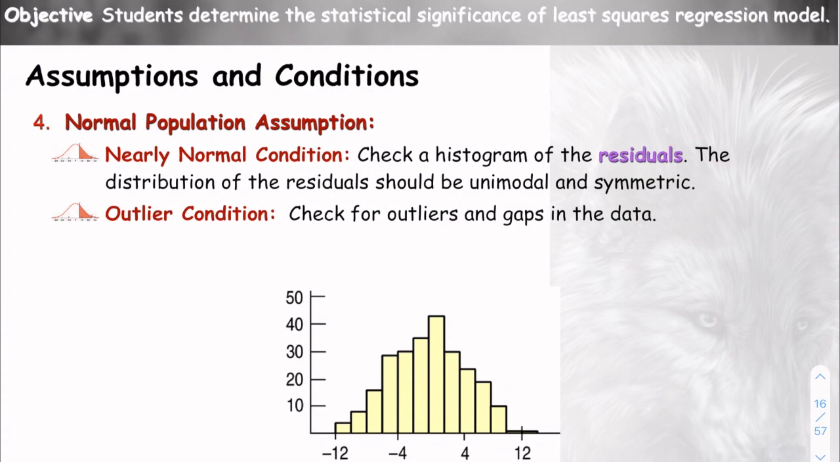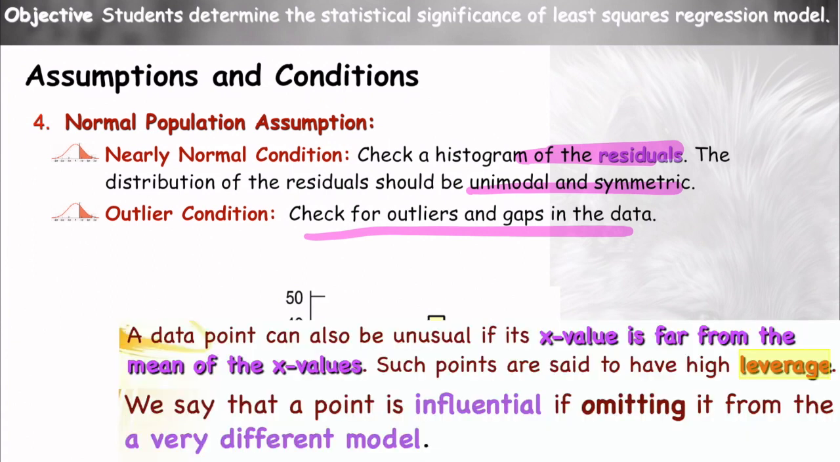Then, if it's uniform, randomly scattered, and again, this is the residual plot, then we check our normal population assumption. So we check a histogram again of the residuals, and the distribution of the residuals should be unimodal and symmetric. And we have to check for outliers and gaps in the data. And we want to make sure if there are outliers, do they have leverage? If they have leverage or they have influence on our graph, then maybe we have to ignore or run both our plots with and without the outliers.